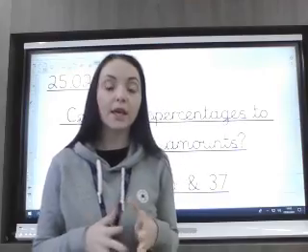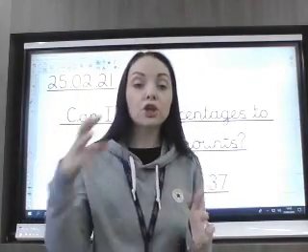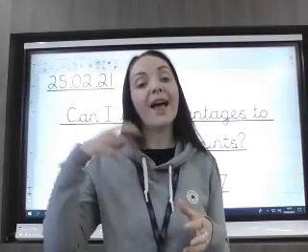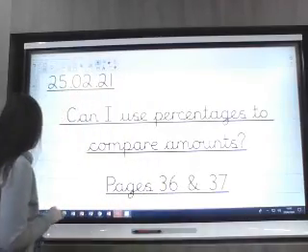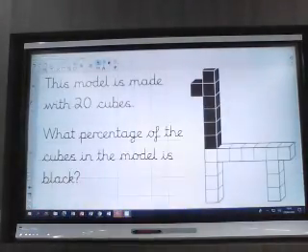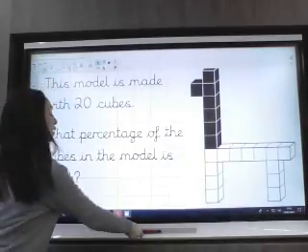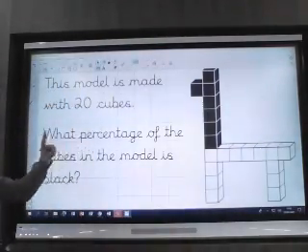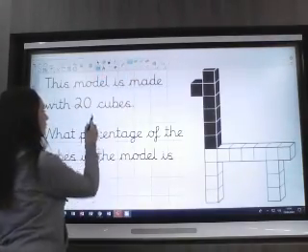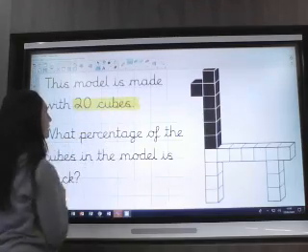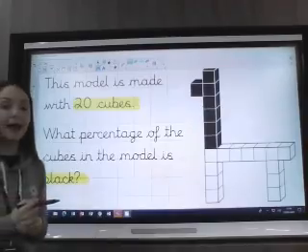in a slightly different way. So I've got a couple of questions on my board that I want to go over with you first, show you the method to how to work them out, and then you'll be able to apply that in your work for today. So the first question I want to have a look at together is this one. It says, this model is made with 20 cubes. What percentage of the cubes in the model is black? So we know there's 20 cubes altogether and we want to know what percentage is black.